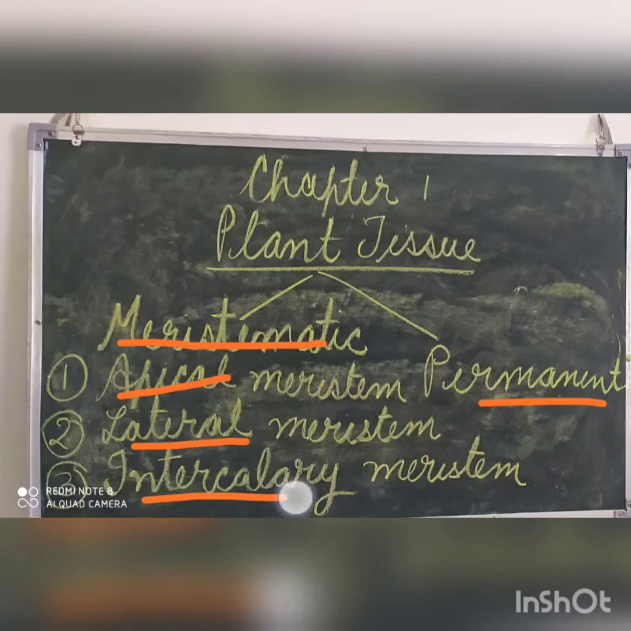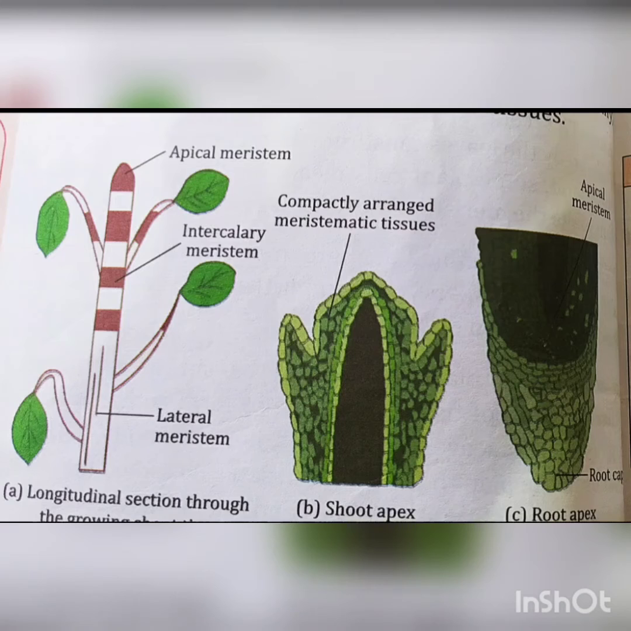Then intercalary meristem: it is found at the base of the internodes. Internodes are the spaces between two nodes. So it is found at the base of the internode and its main function is to produce an increase in the length of the plant organs. You can see in the figure the apical meristem, here the intercalary meristem and the lateral meristem, the positions of the three types of meristem in the plant.